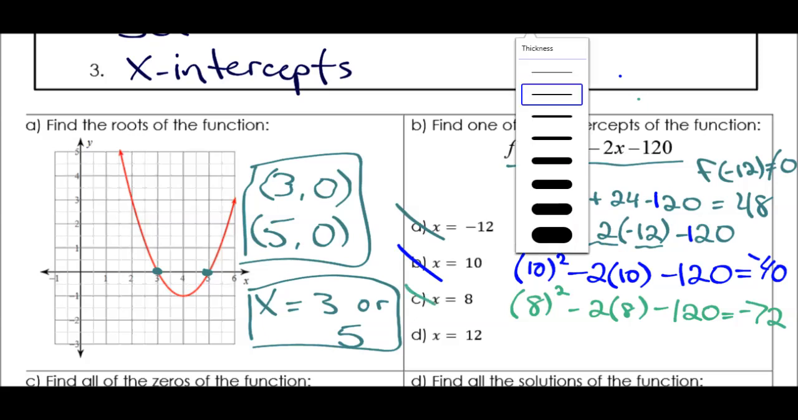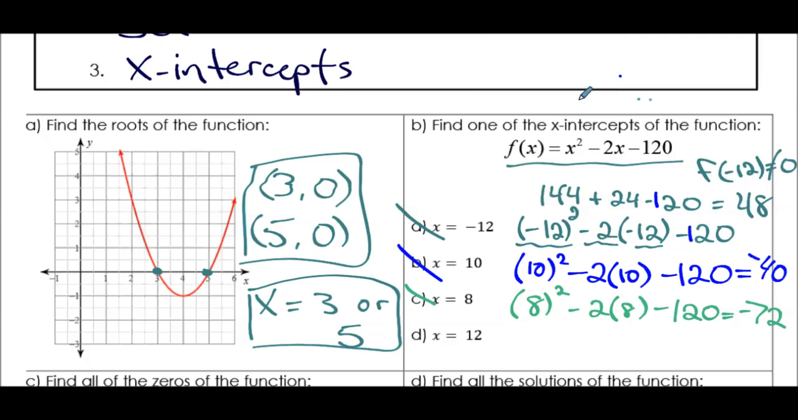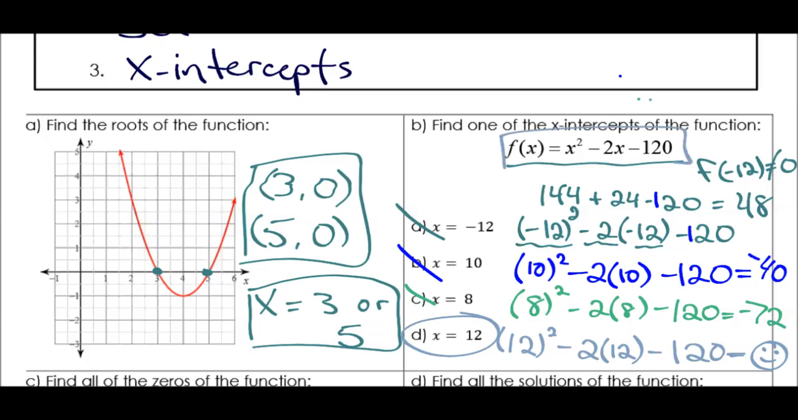Let's just make sure. I'm going to plug in 12. 12 squared is 144, minus 2 times 12. That is 24, so 144 minus 24 is 120, and then minus 120 equals 0. That's what we're looking for. That is our x-intercept, or at least one of the x-intercepts of that function.